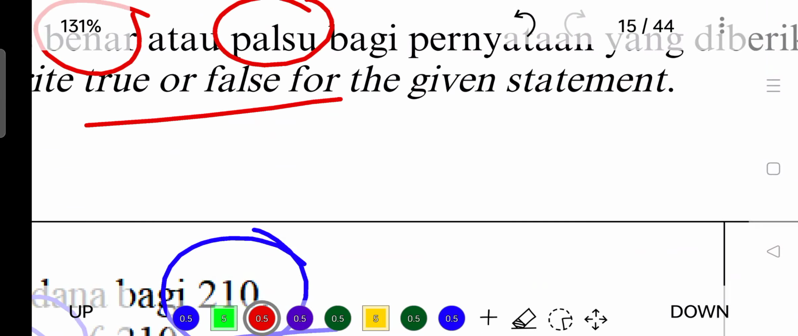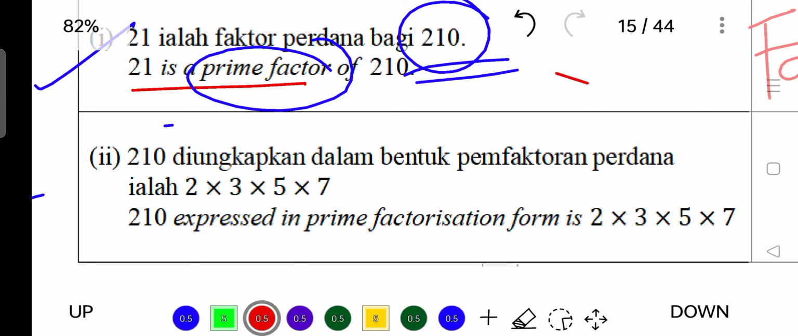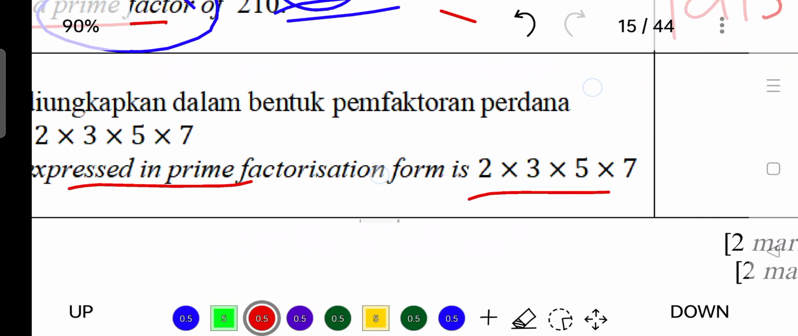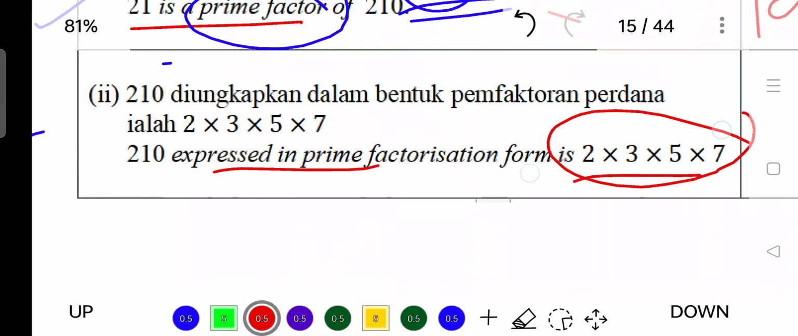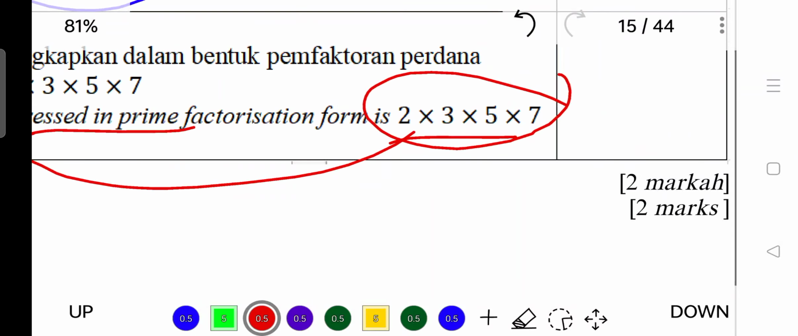So the answer is false here. And the next question is: 210 is expressed in prime factorization form. Is that correct or not? Okay, how can you do? You can actually times all of these and check whether you're getting 210 or not. Yeah, can do it in the calculator.